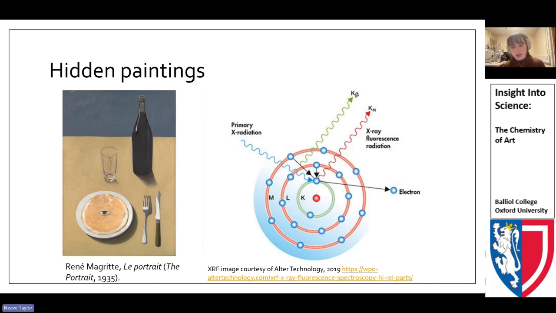So once we've kicked an electron out of the inner orbital, that is not energetically favorable for that atom or ion. So we have electrons falling back down from further energy levels. That extra energy that they've lost has to go somewhere, and usually the change in energy is small enough that it means we get X-rays back out. And that signature tells us very specifically about the energy levels of these inner orbitals in an atom. So we get really specific fingerprints for specific atoms. So oftentimes the painting underneath will have a different pigment composition, different elemental composition to the painting on top.